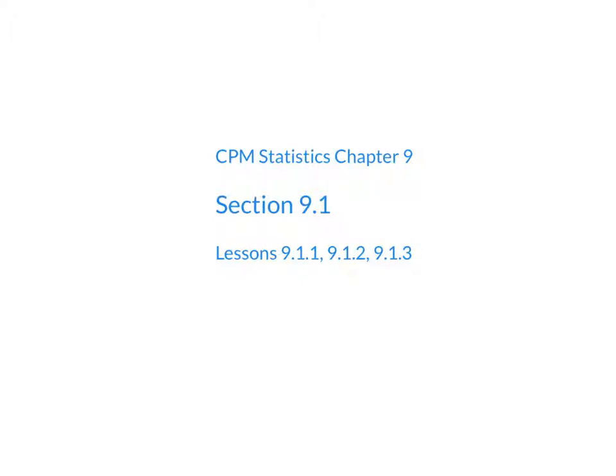Section 9.2 continues with the chi-squared test for independence and homogeneity.